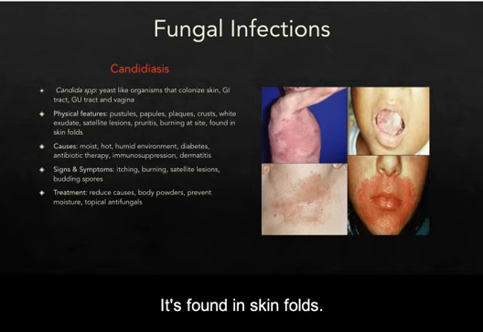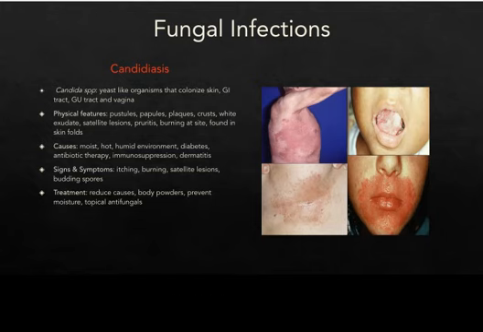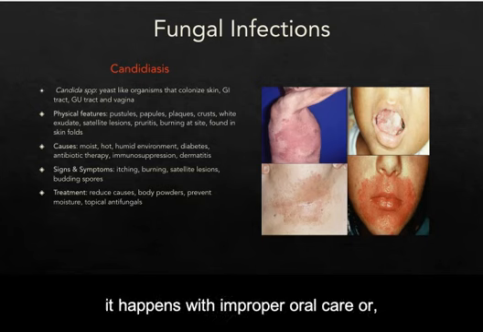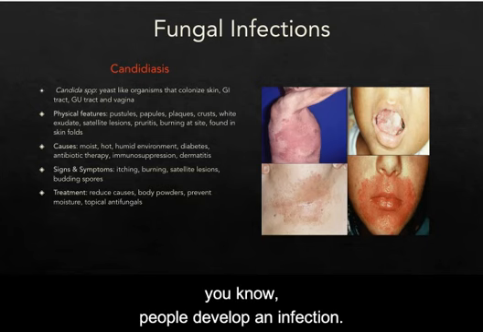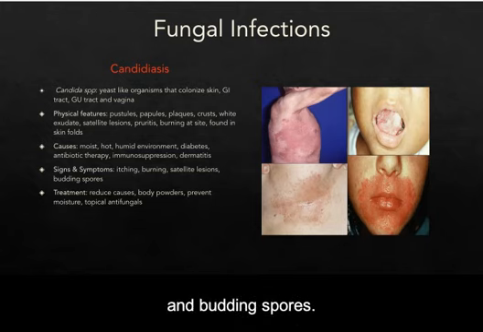It's found in skin folds. People who are obese have it between their skin folds. Then you have yeast infection in the vaginal area. Then you have it in the mouth. You call it thrush, and it happens with improper oral care. What are the signs and symptoms? The major signs and symptoms include itching, burning, satellite lesions, and budding spores.